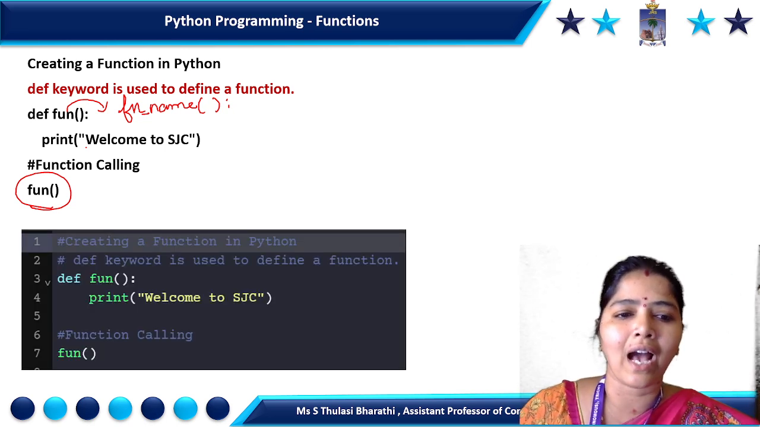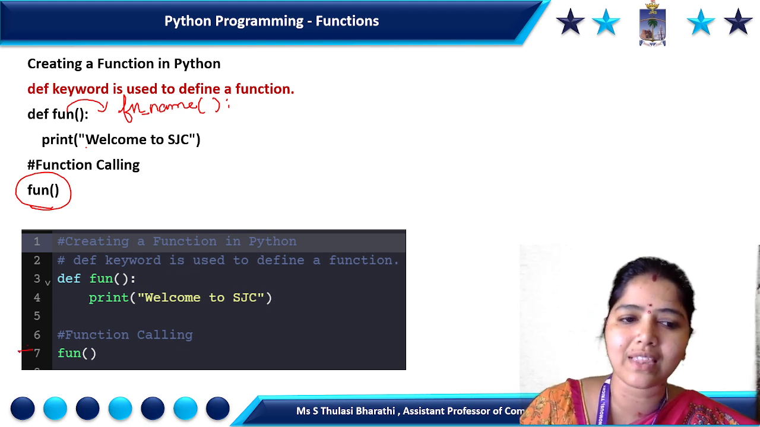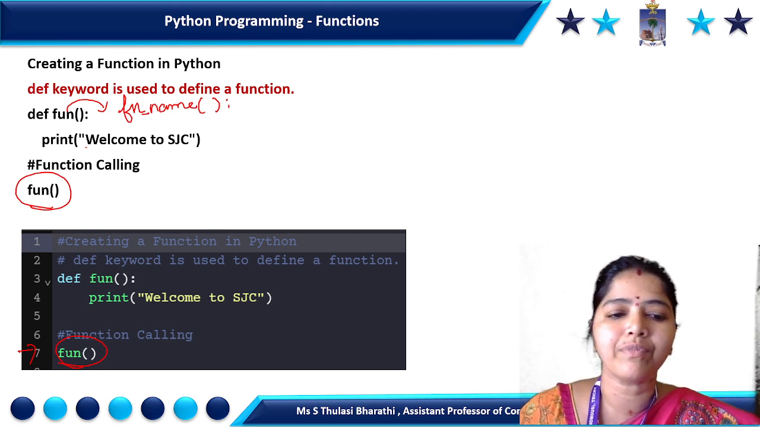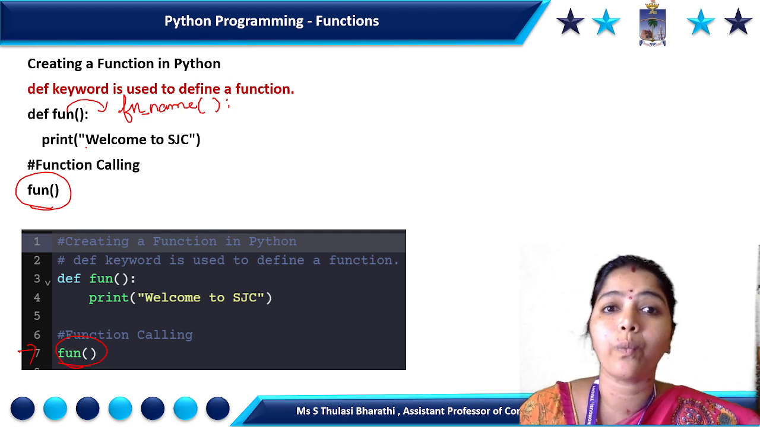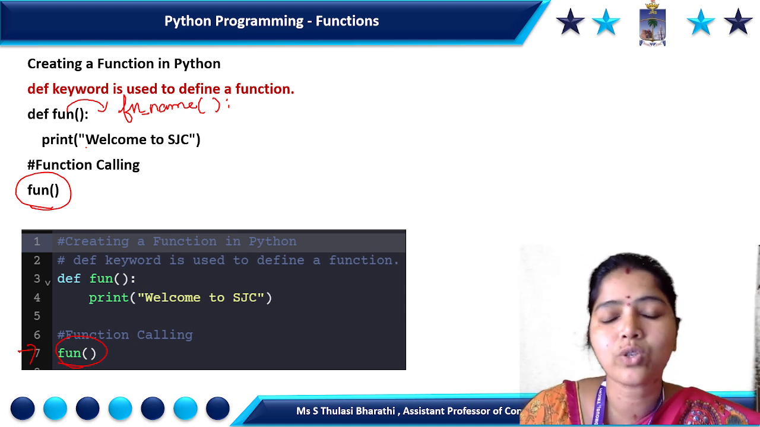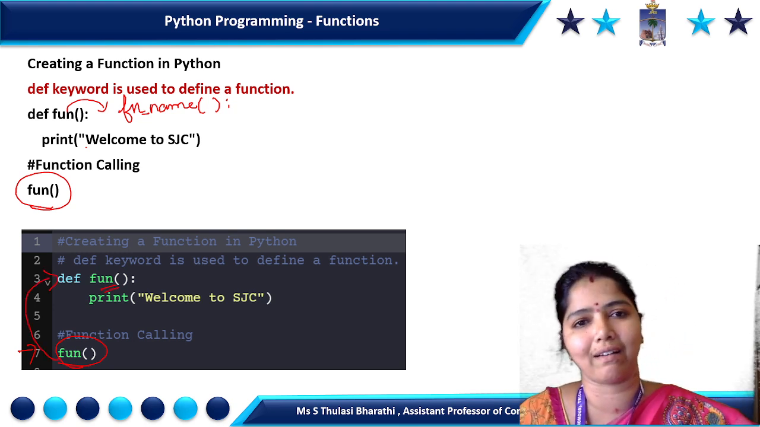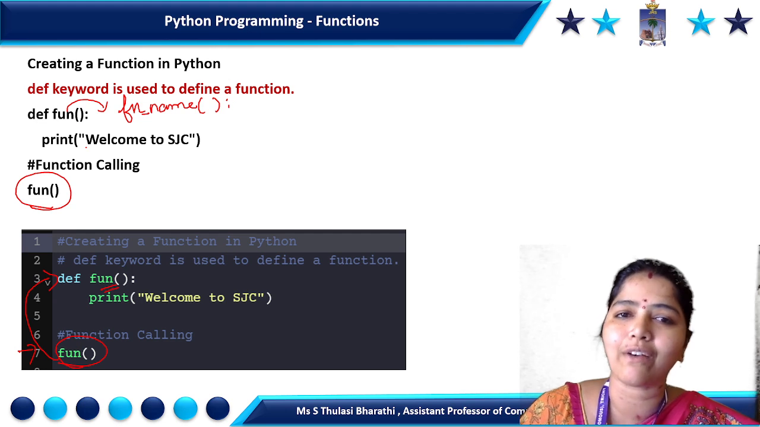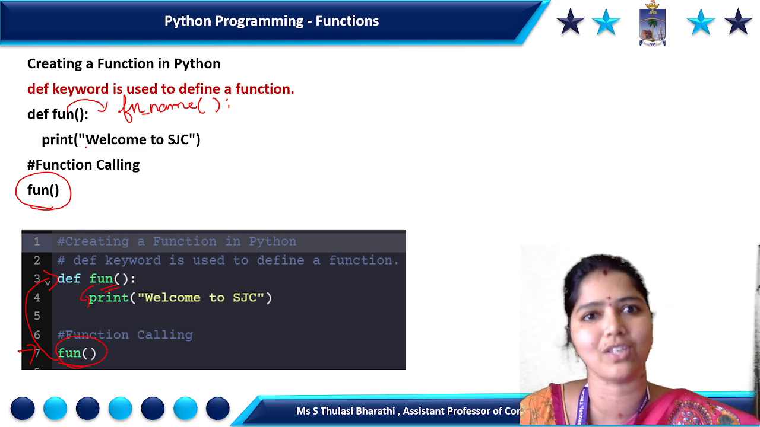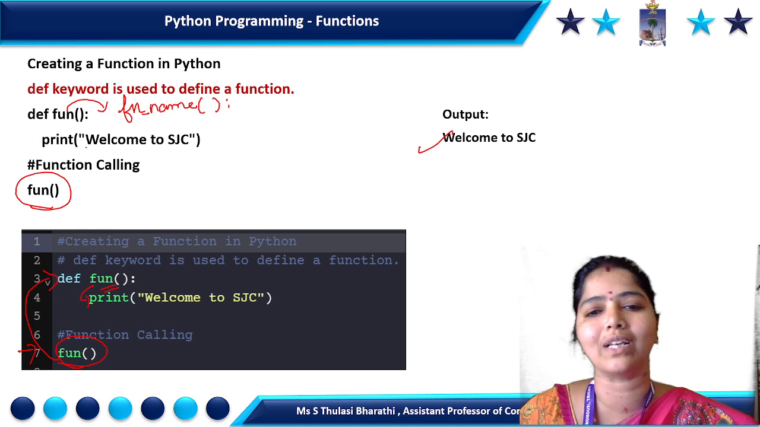See here, I have given you the same instance in an editor. The call starts at the 7th line. Whenever this fun function is called, immediately the interpreter checks where that function has been defined, where it has been declared, and what all has been done there. So it goes to the 3rd line, where the function has been declared. So this is a function, def is the keyword, and here whenever this function is called, this statement has to be executed. What? Welcome to SJC. So when you run this program, you will get the output welcome to SJC.